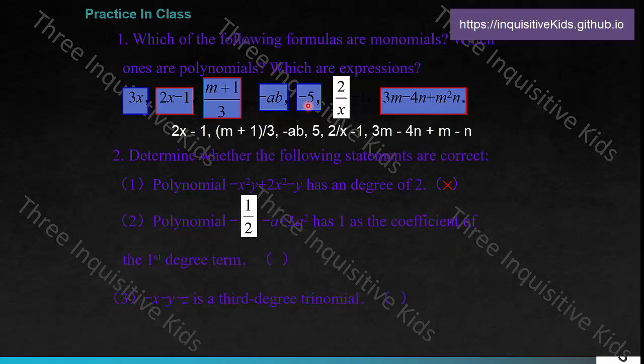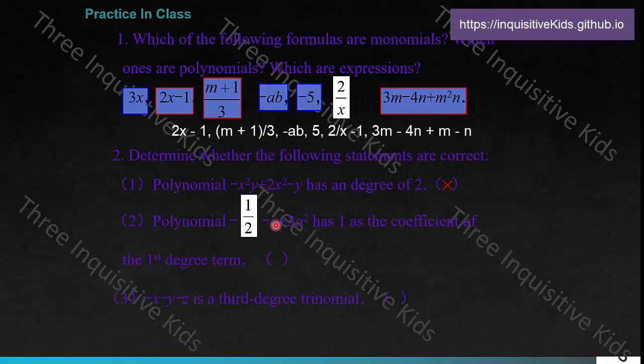And 2. The first statement is incorrect. And that's because the monomial with the highest degree is not 2. It's actually negative x squared y here. The y actually is raised to the power of 1. So that would be 2 plus 1, which is 3.